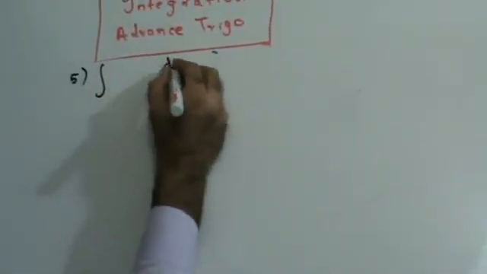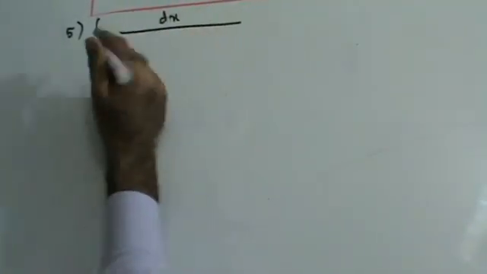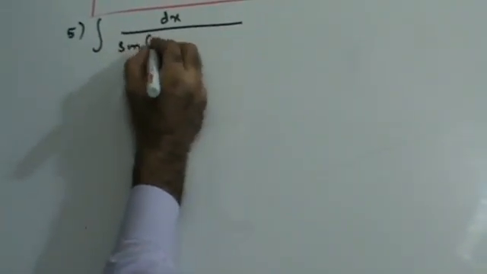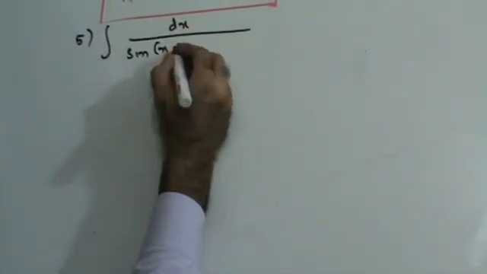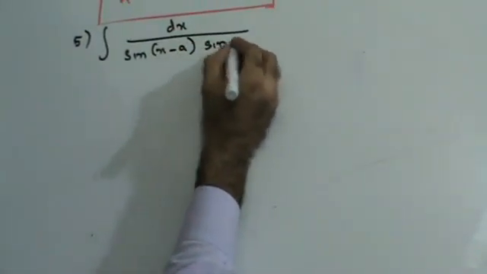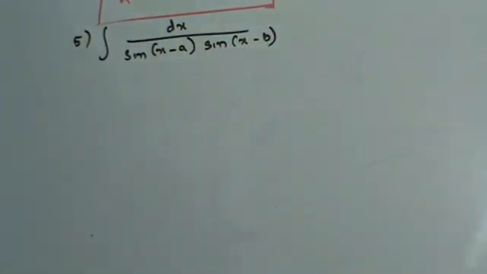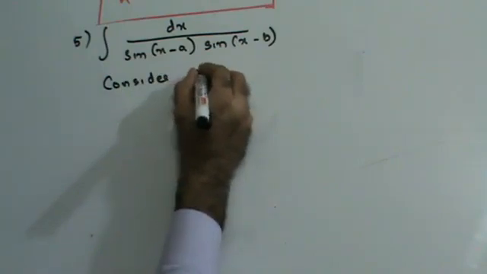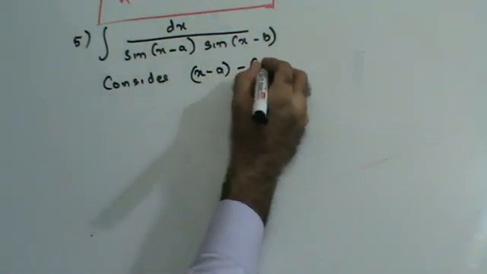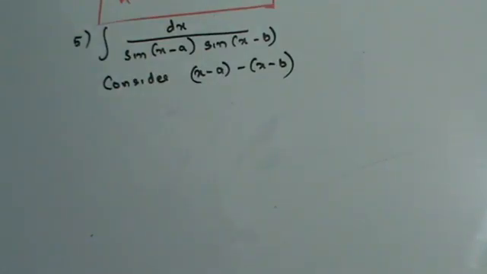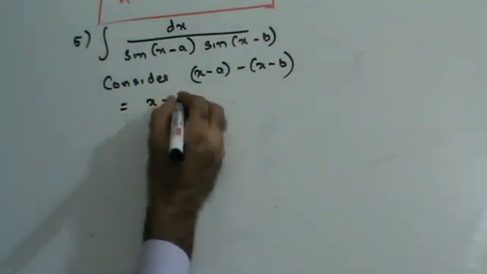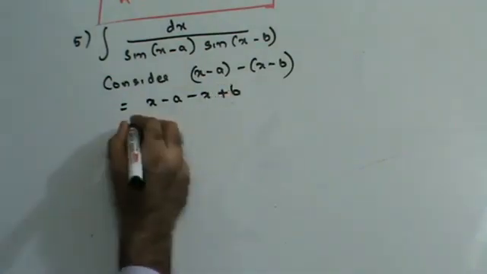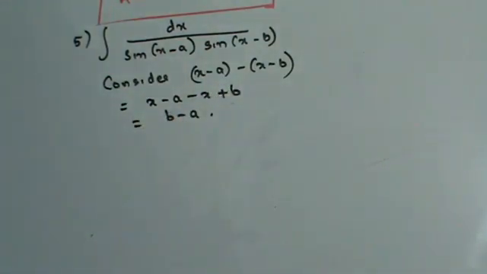Integral of dx upon sin(x minus a) sin(x minus b). Right? Let us see how we do this sum. Now, for the time being, let's forget the sum. Let us consider what is (x minus a) minus (x minus b). If I just take this term and simplify, this is x minus a minus x plus b, which would be nothing but b minus a.